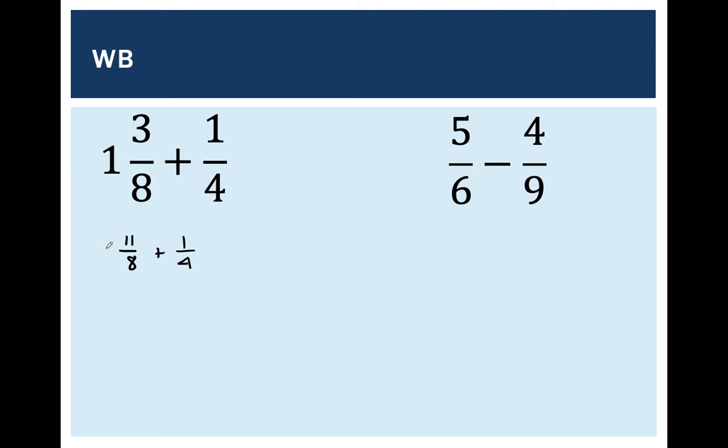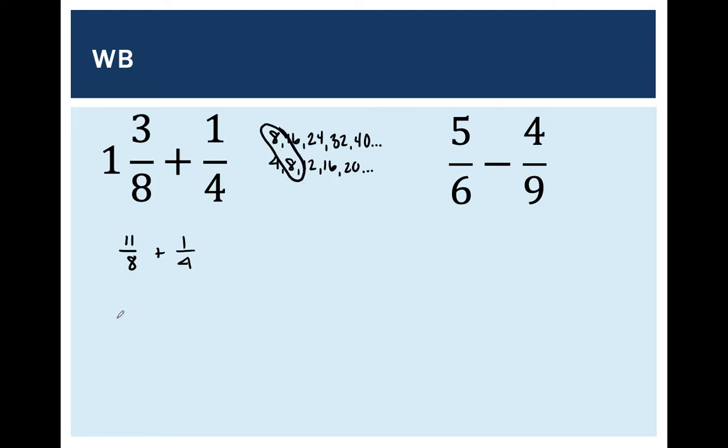Step 2 is to find a common denominator. A common denominator is a number that is a common multiple of the two denominators. We need these two numbers on the bottom to be the same. So a common multiple of 8 and 4, if you aren't sure, multiples of 8 are 8, 16, 24, 32, 40, etc. Multiples of 4 are 4, 8, 12, 16, 20, etc. The smallest multiple that they have in common is 8.